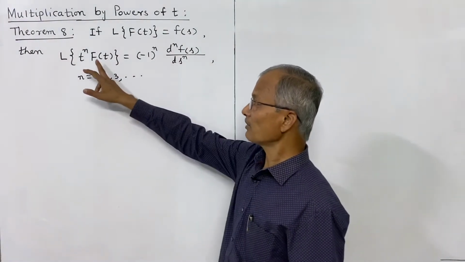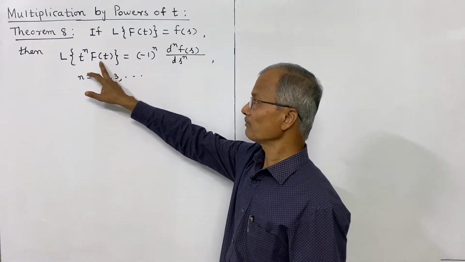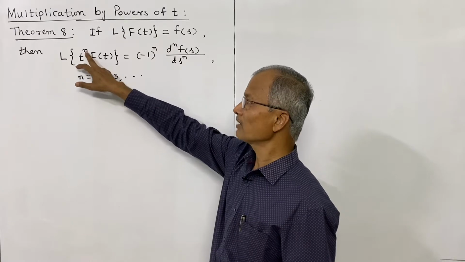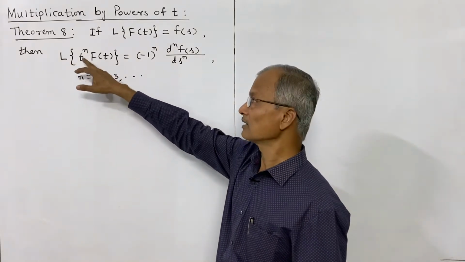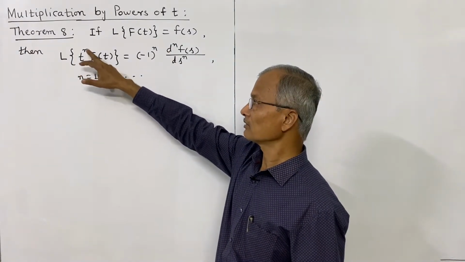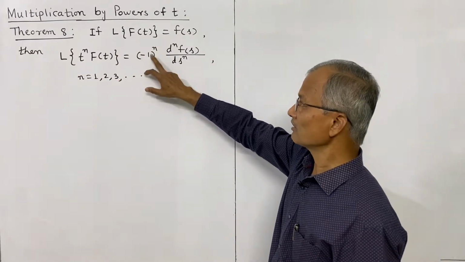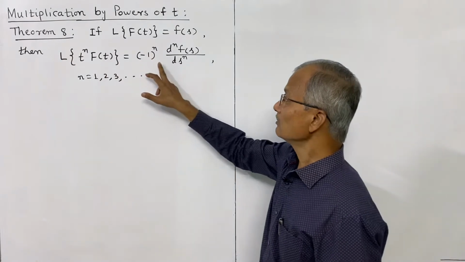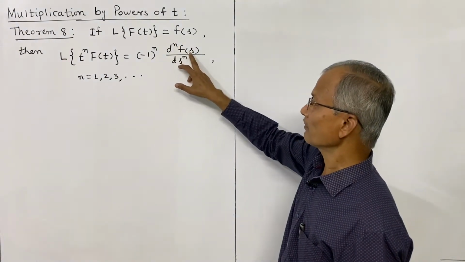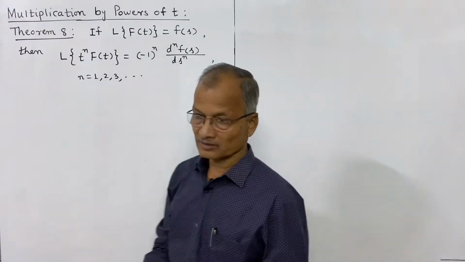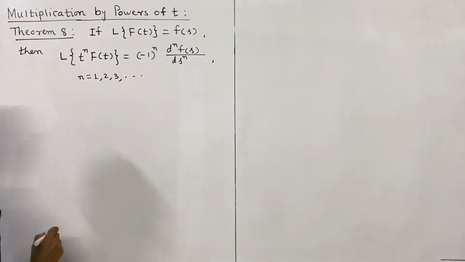When we multiply a function f of t by powers of t, t power 1 may be there, or t square, t cube, etc., then the result becomes (-1) to the power n into the nth derivative of f of s with respect to s. That is the meaning of the theorem. Now we shall prove it.